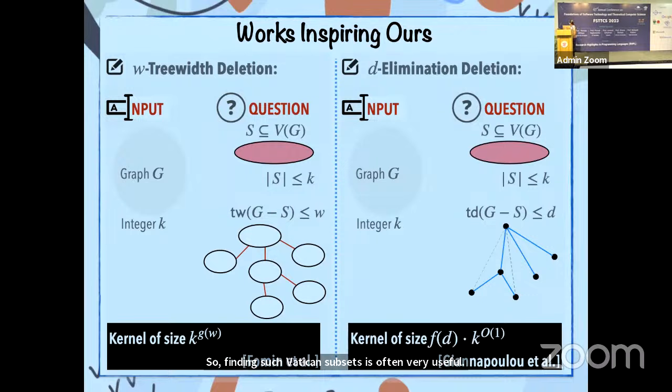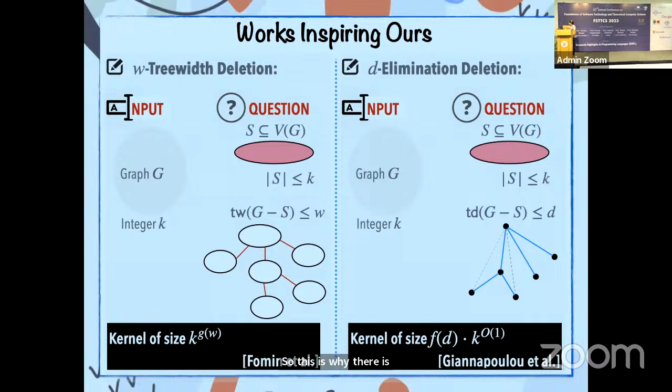So the second part is on d-elimination distance, where you're given a graph G and a number k, and you want to delete at most k vertices from your graph so that the remaining graph has tree depth at most d. We are treating d as a fixed constant since it involves depth. So this is why there is a letter d.